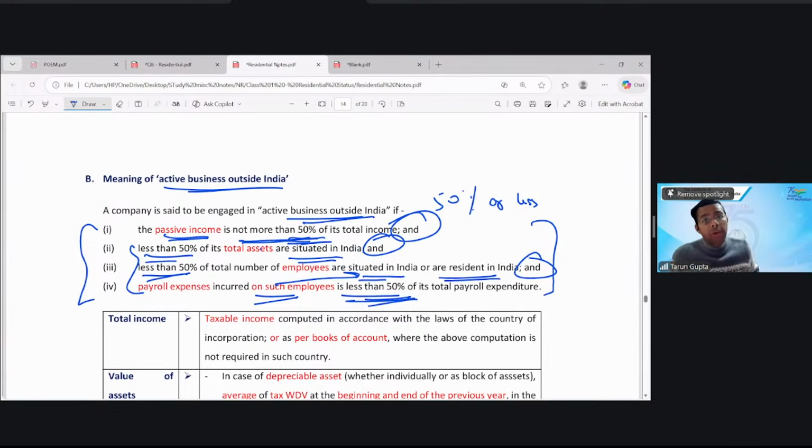So for the first condition to be satisfied, even if the passive income is 50%, it satisfies. But for the second, third, and fourth, if the assets are 50%, that's not satisfied. It should be less than 50%. You're with me? So for the second, third, and fourth, the asset or employee or expense, payroll expense in India, should be less than 50%. And for the passive income, it should be 50% or less. You got it? You understood the difference?